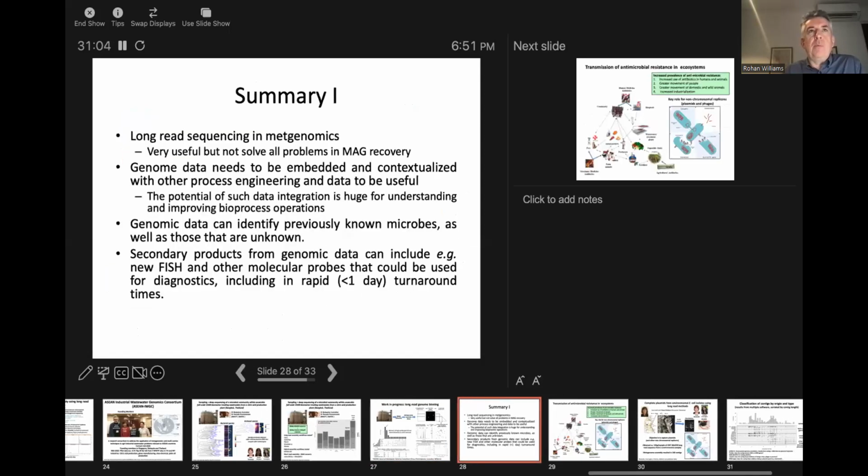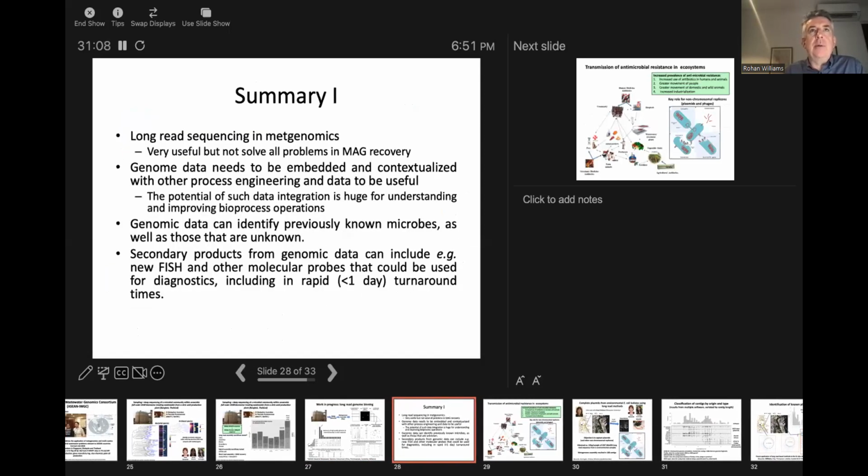So what's the take-home? What's the summary of all that? I think long-read sequencing in metagenomics will be a key current and future technology. In the next 6 months, the next year, you will see a massive amount of data getting generated using these techniques. But it's always important to bear in mind that genome data, by itself, for these sorts of problems, doesn't mean anything. It needs to be embedded and contextualized with other process engineering and other biochemical and analytical chemistry data to really be useful. And the implications of that are very big if it's done properly.